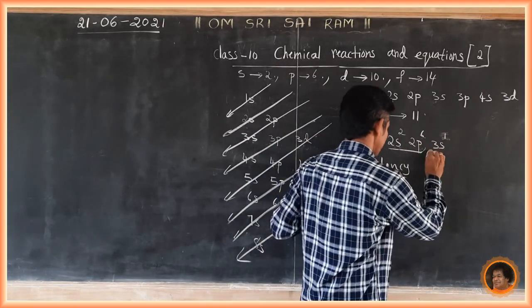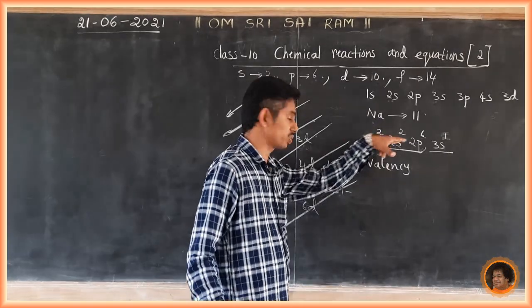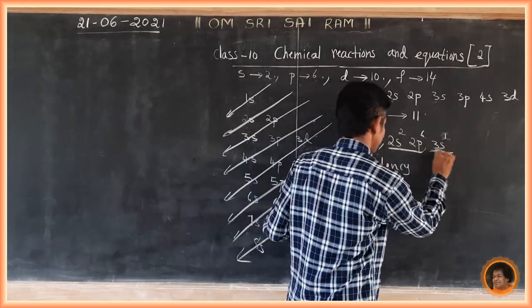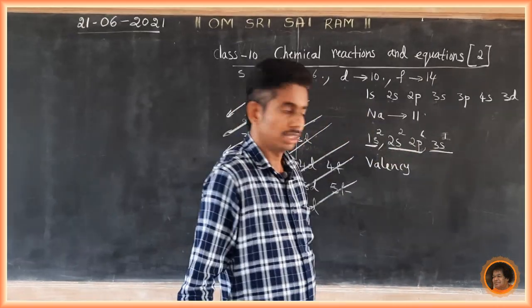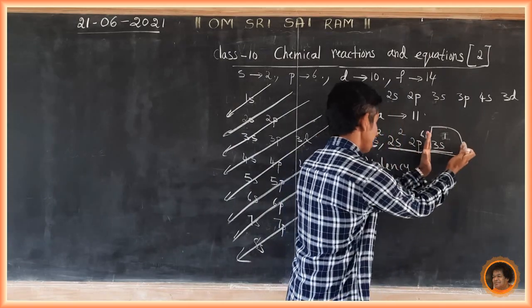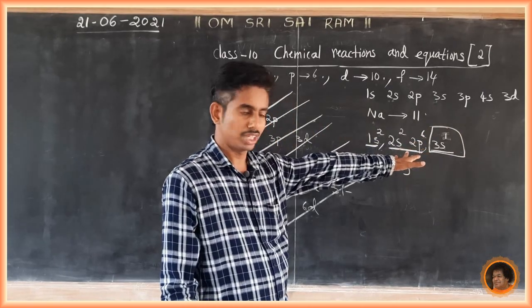Then the third shell, only 3s. This is the third. How many shells are present in sodium? 3 shells. This is the first shell, this is the second shell, this is the third shell. Now, tell me which one is the outermost shell in sodium? Yes, 3s1. This is the outermost shell.